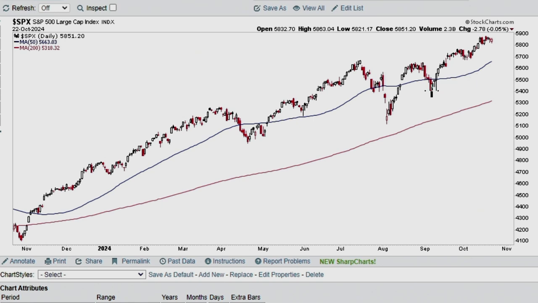So a good example is that in September, we broke the 50-day moving average. We rallied back to the 50-day. And then if the market had failed there, taken out the low of that initial break, that would have confirmed that break is now valid and we're likely going lower.